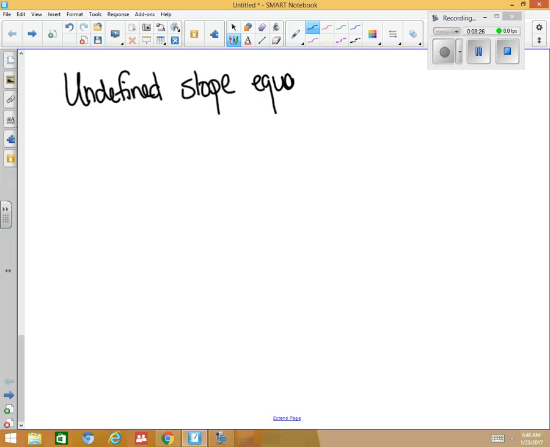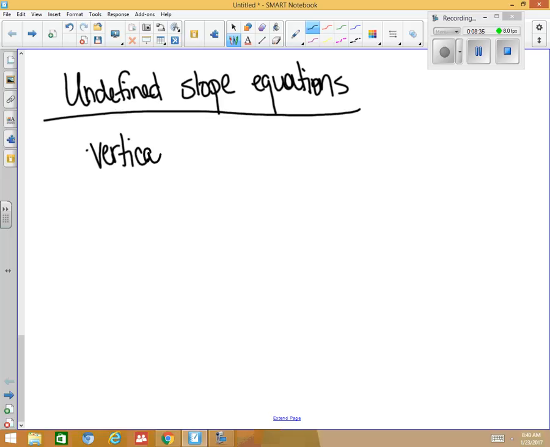Undefined slope equations. So these are vertical lines. Those of you who do not understand what the word vertical means, up and down. We need to know what vertical means. L for vertical. There's an L in it. Z for horizontal.